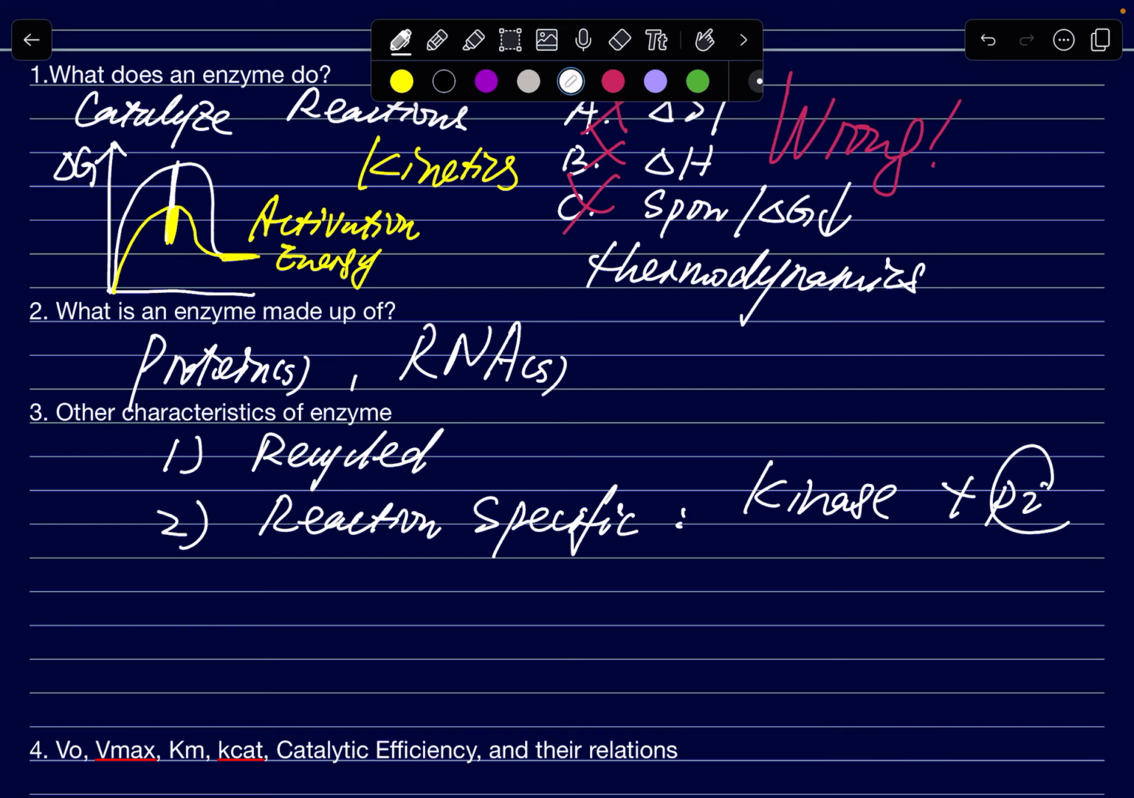So transferase is one type of enzyme. There are 6 types of enzyme that you need to know for the MCAT: transferase, hydrolase, isomerase, ligase, lyase, and another one, I believe, called oxidoreductase. So these are 6 types of enzymes. You can just Google six types of enzymes on MCAT, and then you will know.